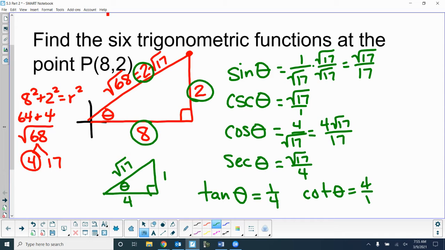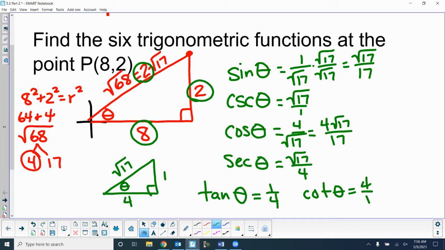For number 4, hypotenuse is the square root of 34, so sine is 5 times the square root of 34 over 34. Cosecant is the square root of 34 over 5. Cosine is negative 3 times the square root of 34 over 34. Secant is negative the square root of 34 over 3. Tangent is negative 5/3. Cotangent is negative 3/5.